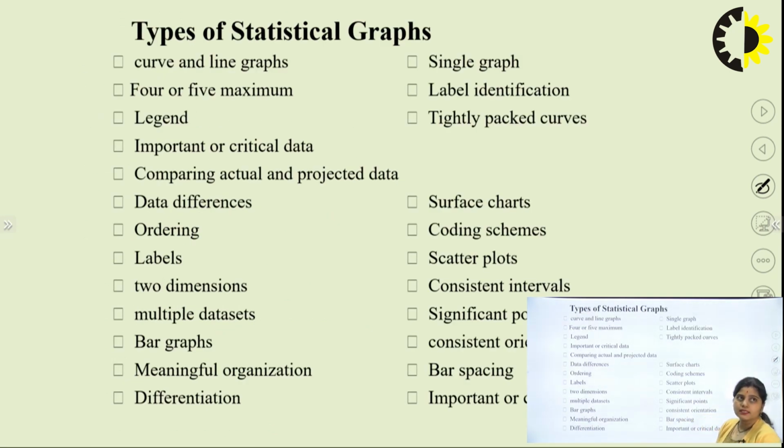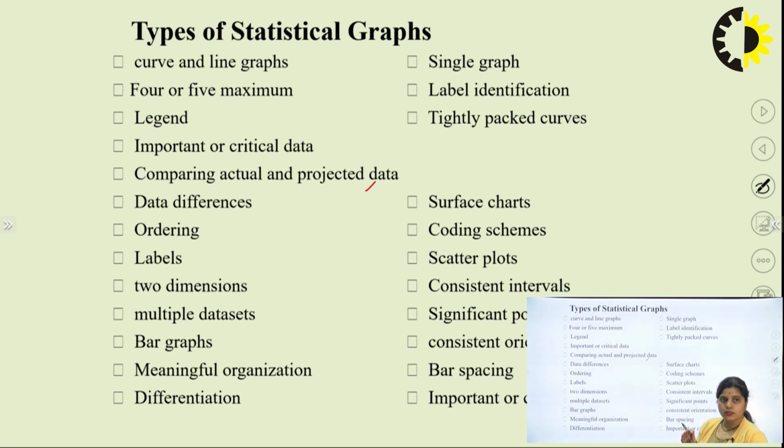Now, there are various kinds of statistical graphs. As I said earlier, I am going to discuss here only 7 kinds of graphs which we generally use, and what information they can display. These kinds of statistical graphs are as follows: curve and line graphs, 4 or 5 maximum, legend, important or critical data, comparing actual and projected data. These can also be properly represented by statistical graphs. Some graphs simply compare the actual or projected data.